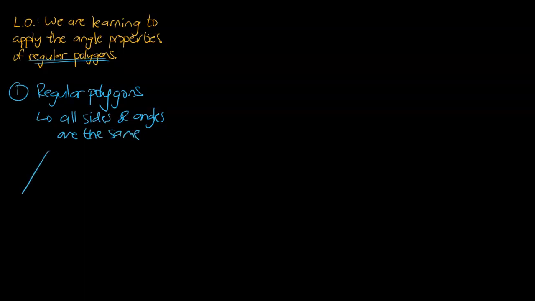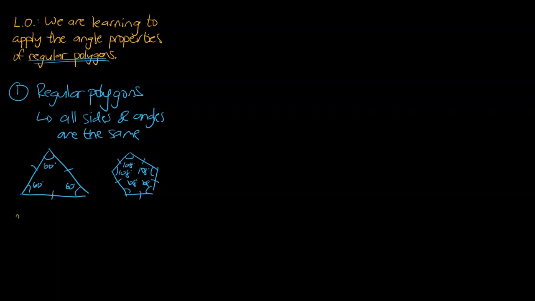As an example, if you had an equilateral triangle, all three of the sides would be the same length and all three of the internal angles would be 60 degrees. That's an example of a regular polygon because all the sides are the same and all of the angles are the same. You could also think of a regular pentagon. If all the sides were the same, all of the angles inside the shape would be 108 degrees. That would be another example of a regular polygon.